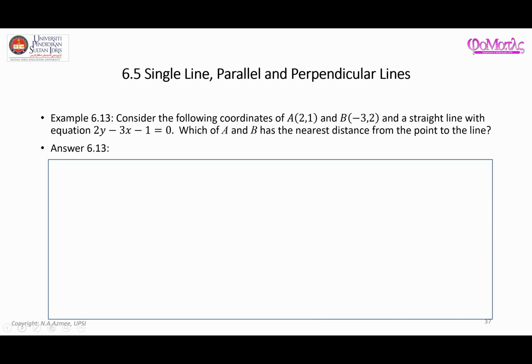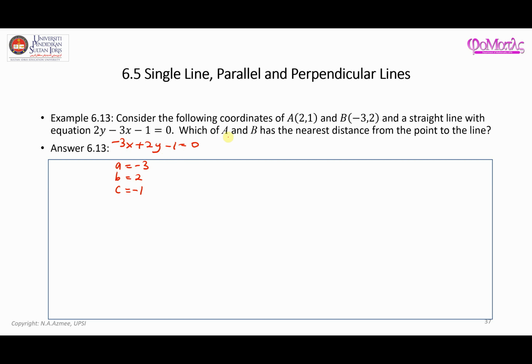Consider the following coordinates, where A is (2, 1) and B is (-3, 2), and a straight line with this equation. This equation is already in the form of ax plus by plus c equals 0, but maybe you want to rearrange it so that it really looks like ax plus by plus c. That will be -3x plus 2y minus 1 equals 0. Clearly from this you can see that a is -3, b is 2, c is -1.